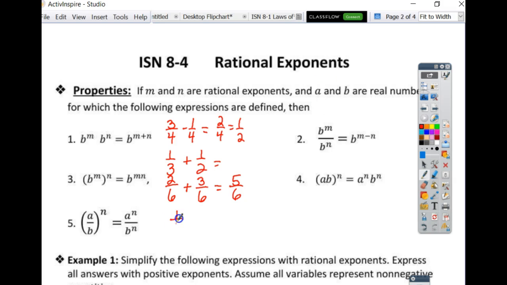If I'm multiplying 1/3 times 1/3, you multiply across the top. 1 times 1 is 1, and 3 times 3 is 9. And we multiply when we raise to the exponent, right? So when we're multiplying, we add. When we're dividing, we're going to subtract. And when I raise to the exponent, I'm going to multiply. Okay? Easy peasy.